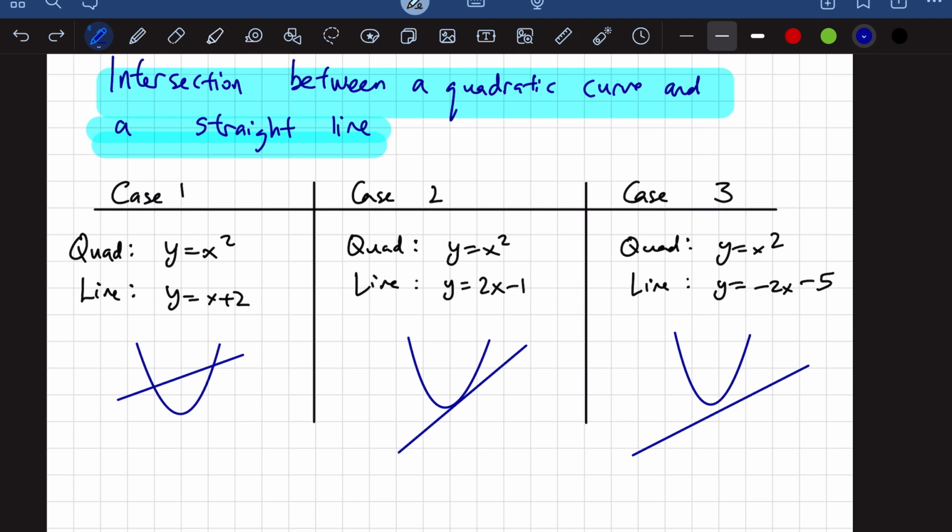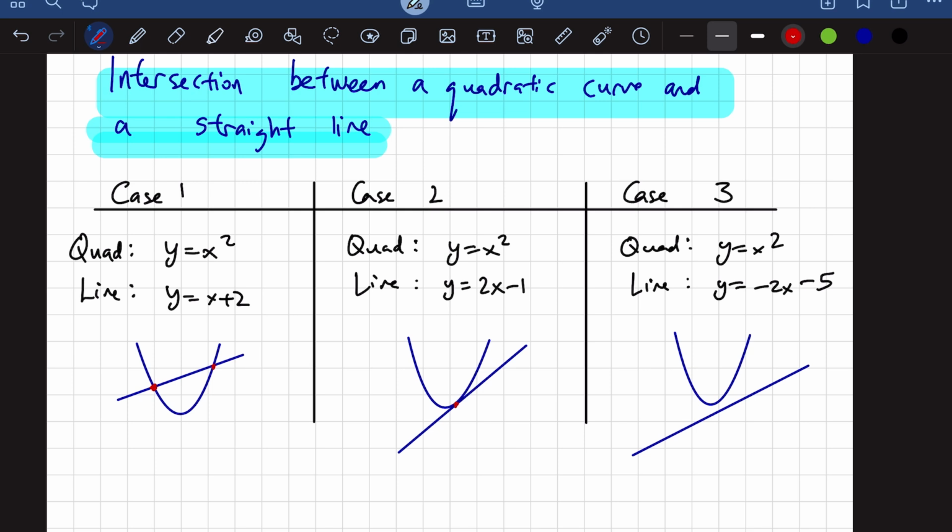Over here I have three examples. In case 1, you have a quadratic curve and a line where they intersect at two distinct points. Second case, only one intersection, and the third case, there is no intersection.